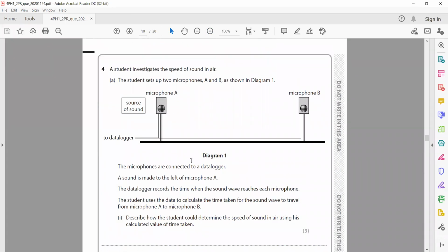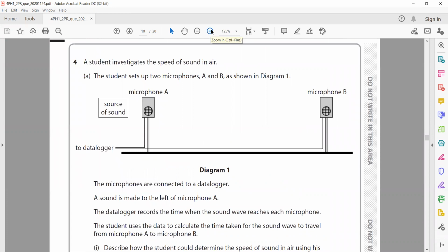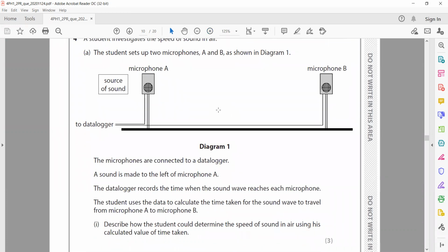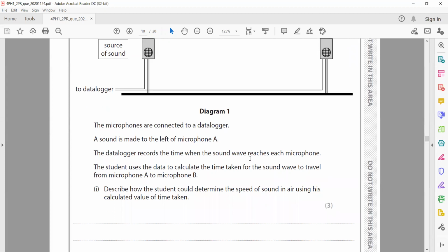A student investigates the speed of sound in air. The student sets up two microphones A and B as shown in the diagram. Microphone A, the source of a sound, and microphone B are shown. The microphones are connected to a data logger. Sound is made to the left of microphone A. The data logger records the time when the sound wave reaches each microphone. The student uses the data to calculate the time for sound to travel from microphone A to B.